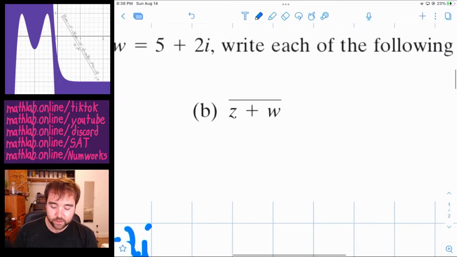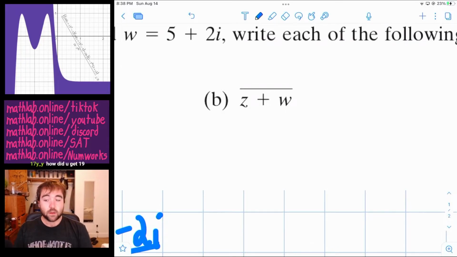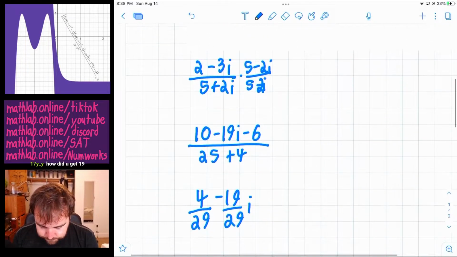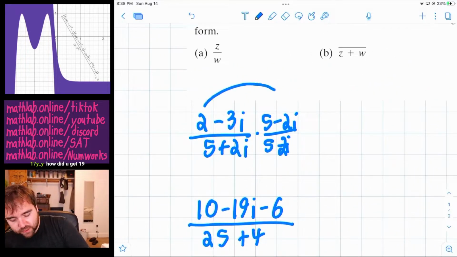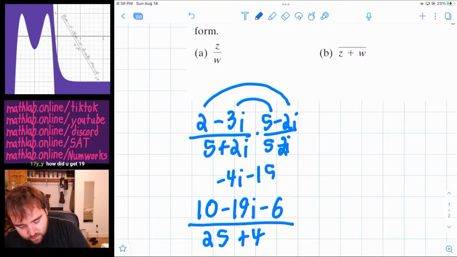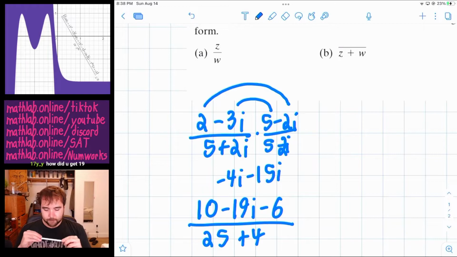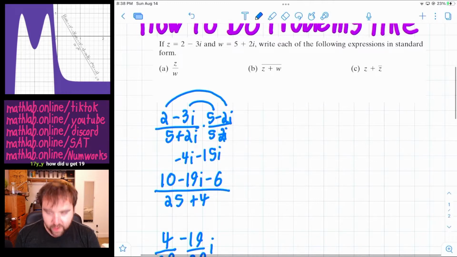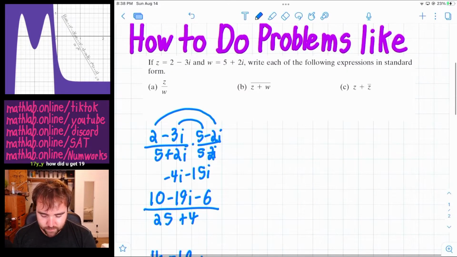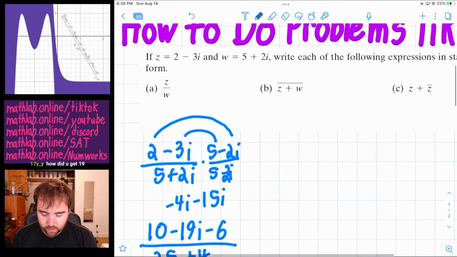Now we see this symbol again. So remember, I didn't know this symbol before today. How did I get 19? I got 19 from 2 times negative 2i, negative 4i, and negative 3i times 5, negative 15i. So that's negative 19i. Yeah, I did go through that pretty quickly. All right, let's go to B.